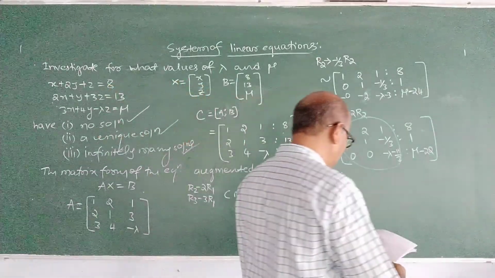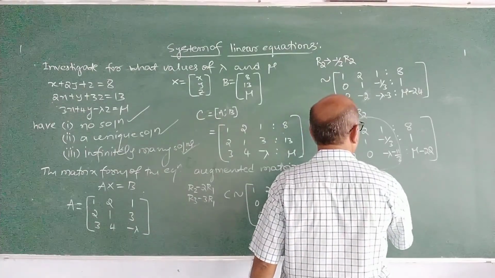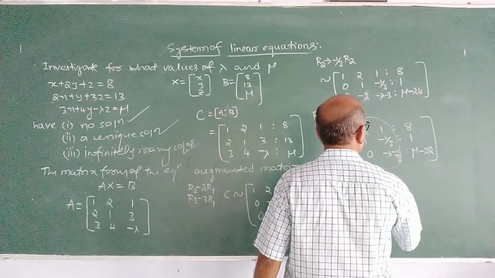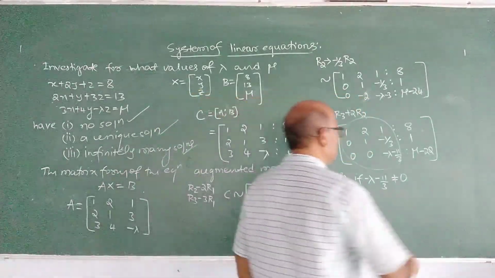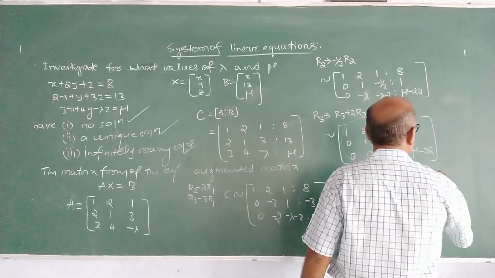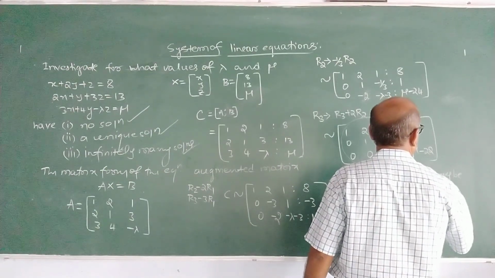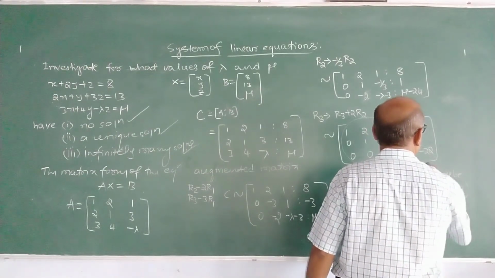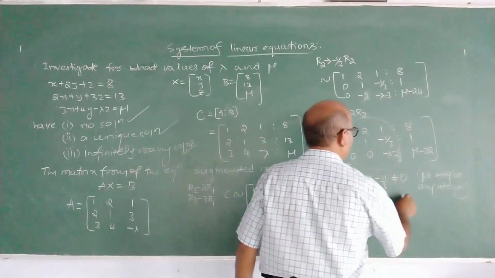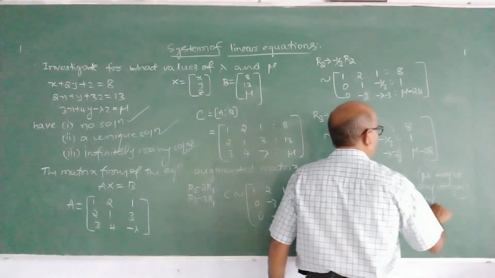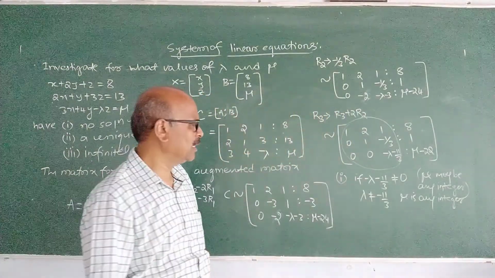Now, the first case is if minus lambda minus 11 by 3 is not equal to 0, and mu may be any integer. Then what happens? Lambda is not equal to minus 11 by 3. Mu is any integer or any real number also. Any integer or real number.